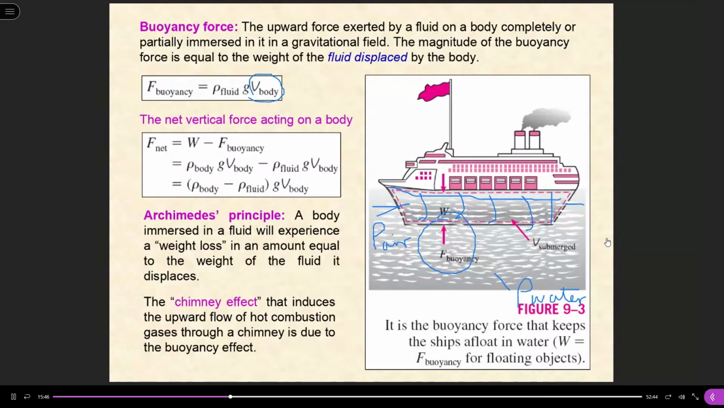Then the weight. How about the weight of the ship? The weight is the density of the ship body. Okay, that is the average of the air trapped inside and the heavy metals outside altogether. Yeah. Okay.